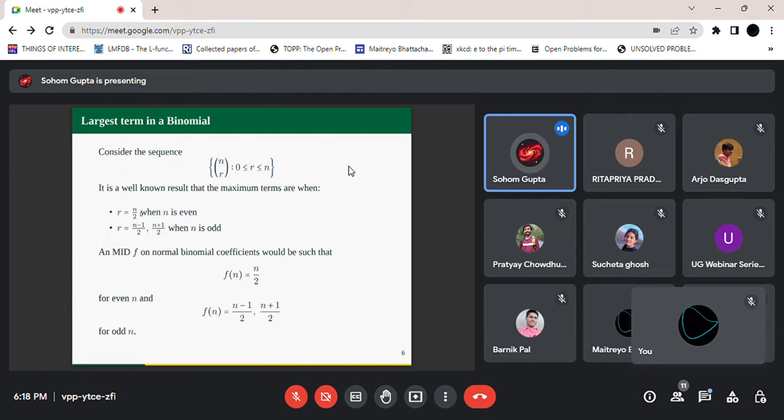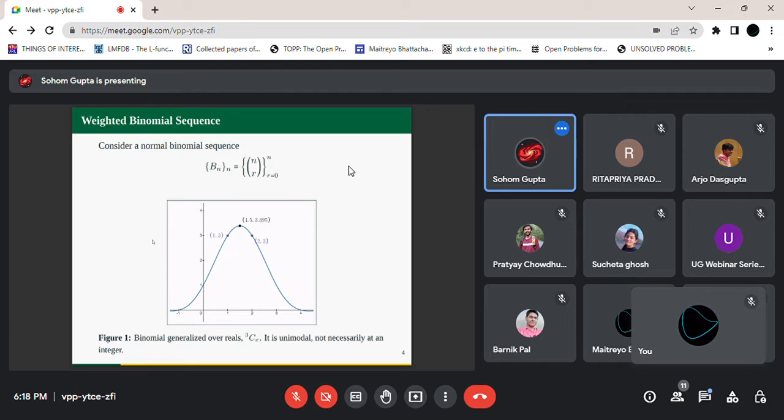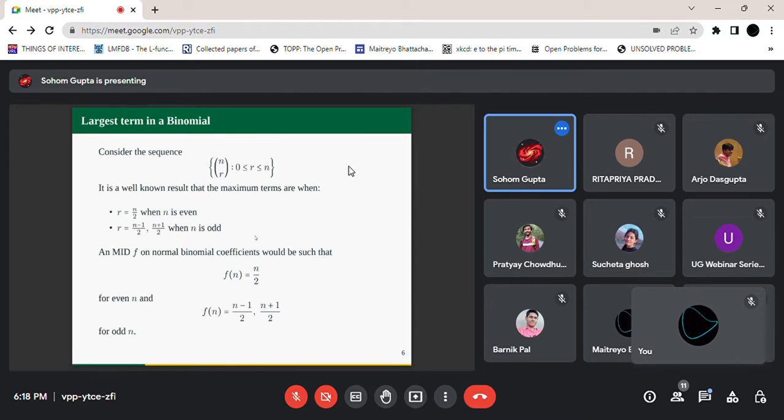And the middle term is n/2. When n is odd, there are an even number of terms, so there are two middle terms, which are (n-1)/2 and (n+1)/2. At these two terms, the graph is maximized. If I go back one last time to this graph, we can see that in this case 3 is odd, so (3+1)/2 is 2 and (3-1)/2 is 1. So at these two points, the binomial was maximized.